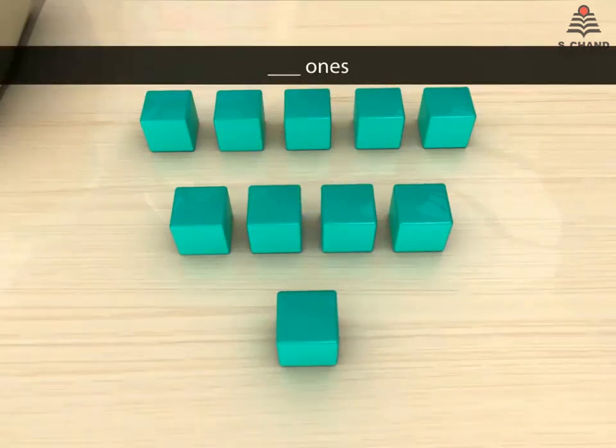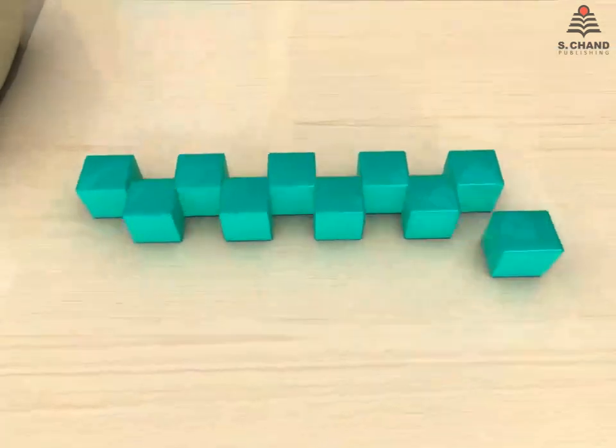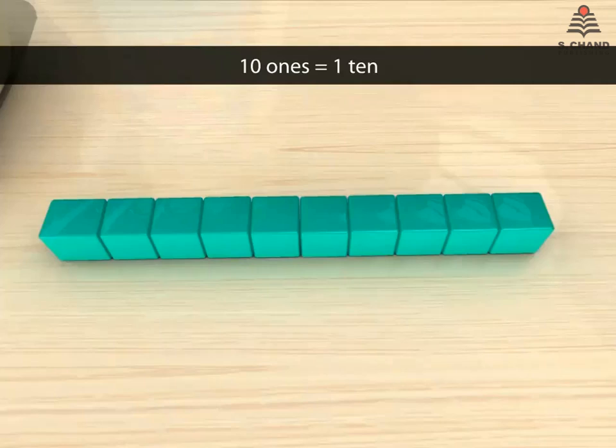What will 10 cubes represent? That's right. 10 cubes will represent 10 ones. These 10 cubes can be joined to form a single rod. This rod is called a tens rod, and it represents 1 ten.